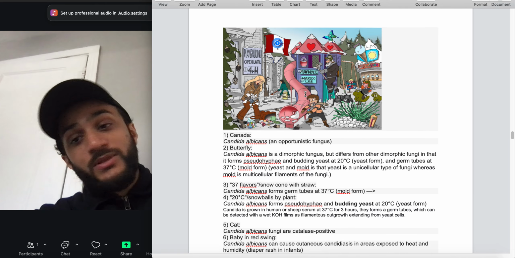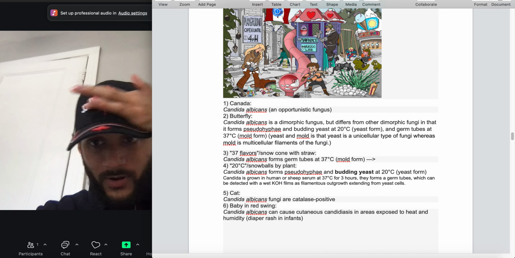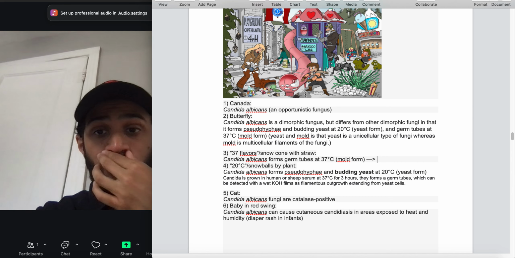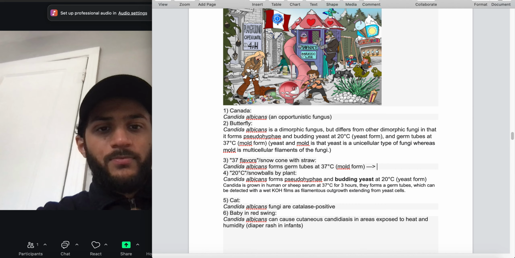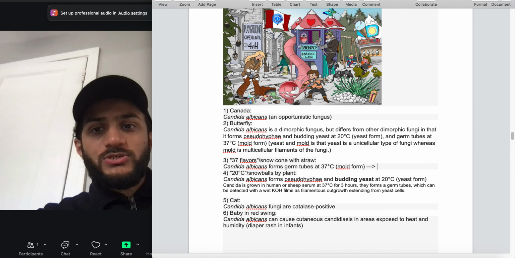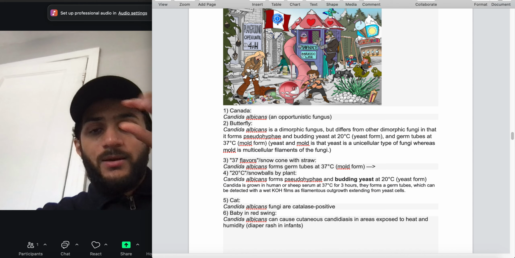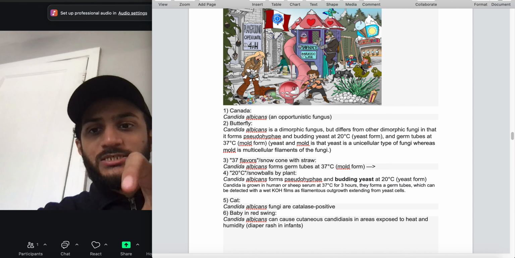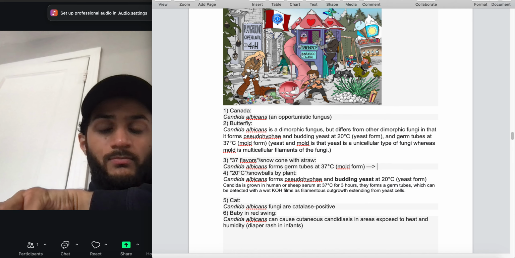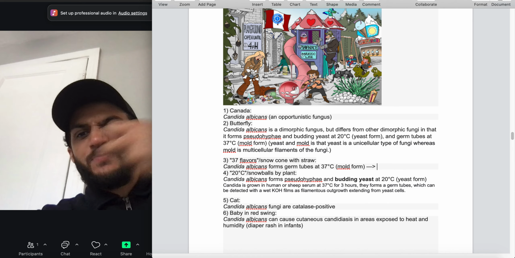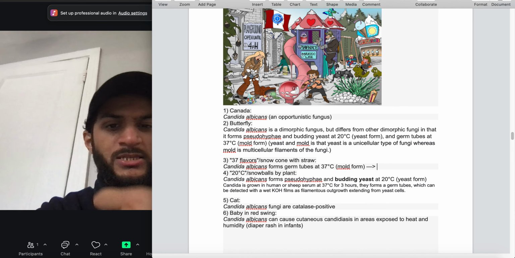Twenty key points, guys, we need to remember for Candida. One is the Canada flag over here, which helps us remember Candida. Number two, this is the tricky part actually, it's a dimorphic fungus, so that's going to be the butterfly, but it differs. So it forms pseudohyphae and budding yeast in the cold. And then germ tubes, which is basically your mold form, are going to be there in the heat.